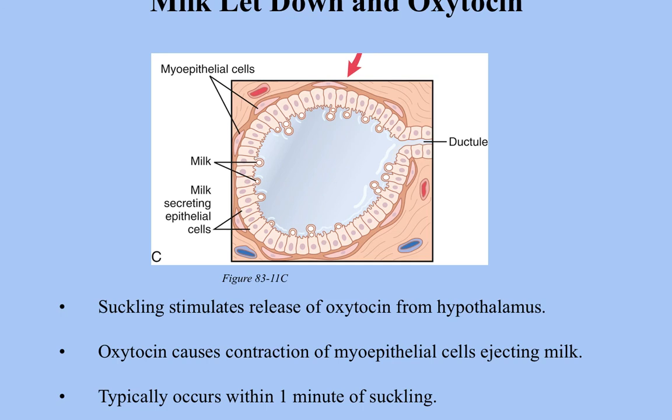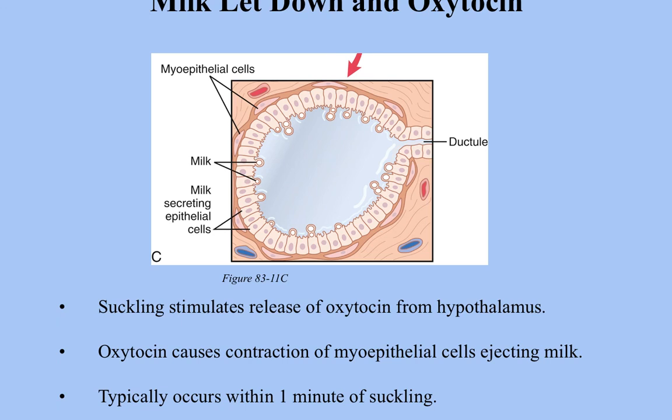All right, then we have milk letdown and oxytocin. I hate that term, milk letdown. It's the secretion of milk. We talked a little bit about this. The secretion of milk is actually a merocrine secretion, where parts of cells are included in the fluid that comes out, and those parts of cells are where the actual nutrients come from, the fats and the proteins that get in there.